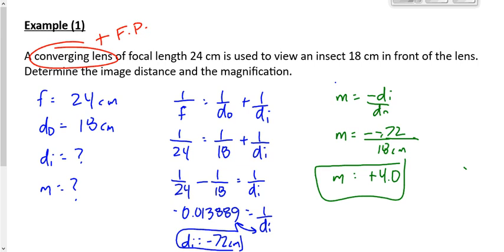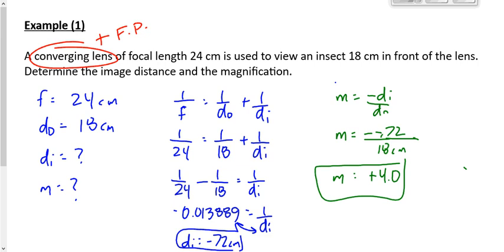Yeah, you could just write 72, absolutely. I'm showing negative so that you understand where that positive comes from. But yeah, if you're doing it yourself, just write positive. There are no units with this. I get a positive magnification of 4.0.